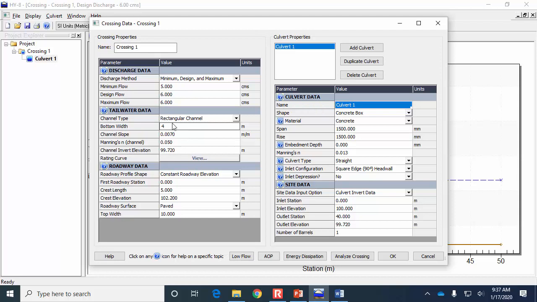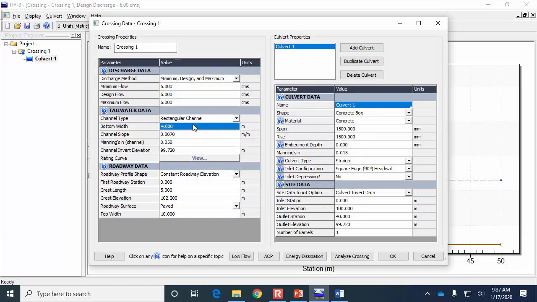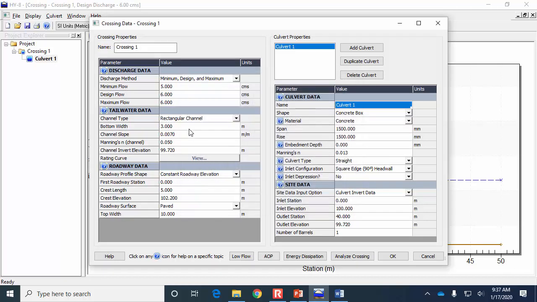So I change the bottom width to 4 and view the rating curve again. All right, 5.7 flow, now the depth is up to 1.08. I can make that channel a little bit narrower, 3. All right, 5.7 flow, depth 1.4. Oh, we're getting closer. Don't go to 2. It passes between 2 and 3? All right, so let's try 2.5.